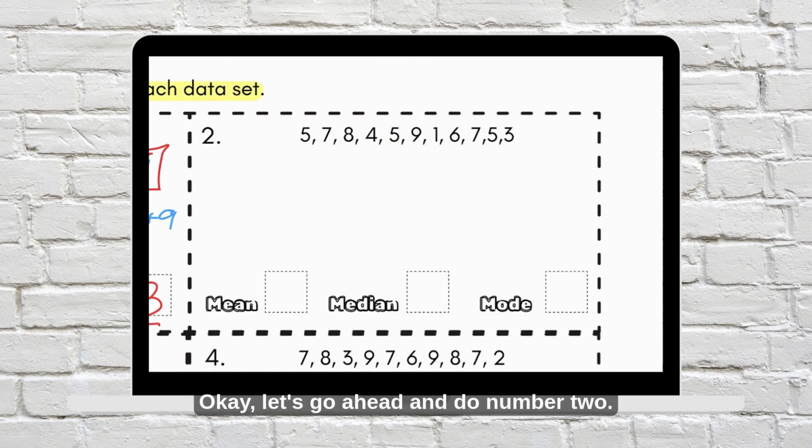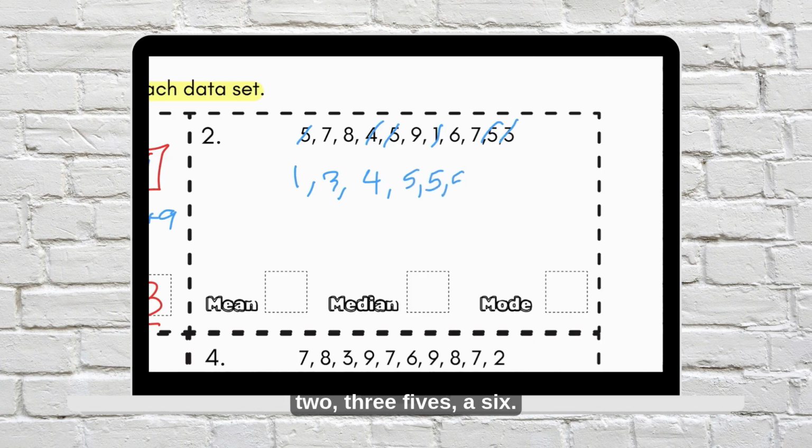Okay, let's go ahead and do number 2. So the first thing I'm going to do is relist my numbers in order from least to greatest. So I have 1, I'm going to cross it off as I go. There's no 2s. I have 1 3. I have a 4, I have a 5, 1, 2, 3 5s, a 6, I have 2 7s, 1 8, and 1 9.